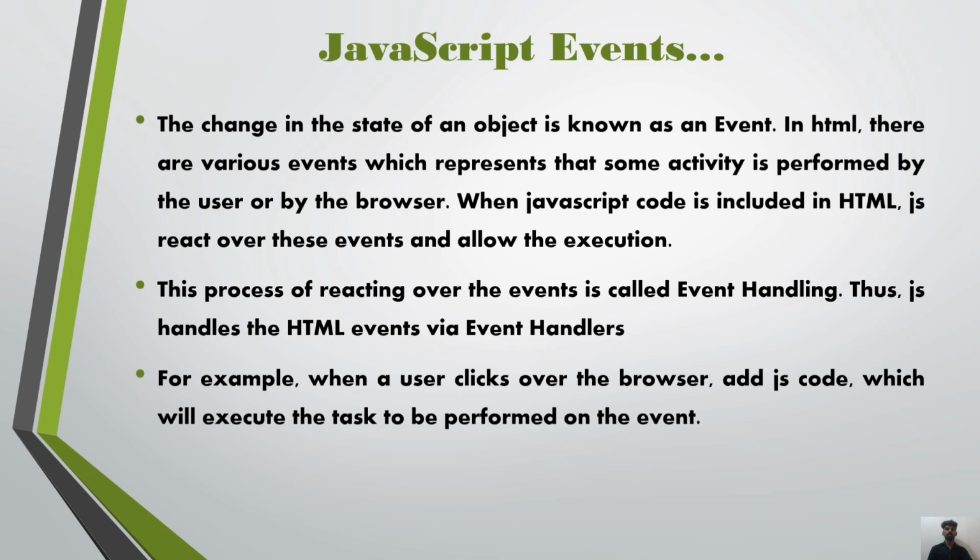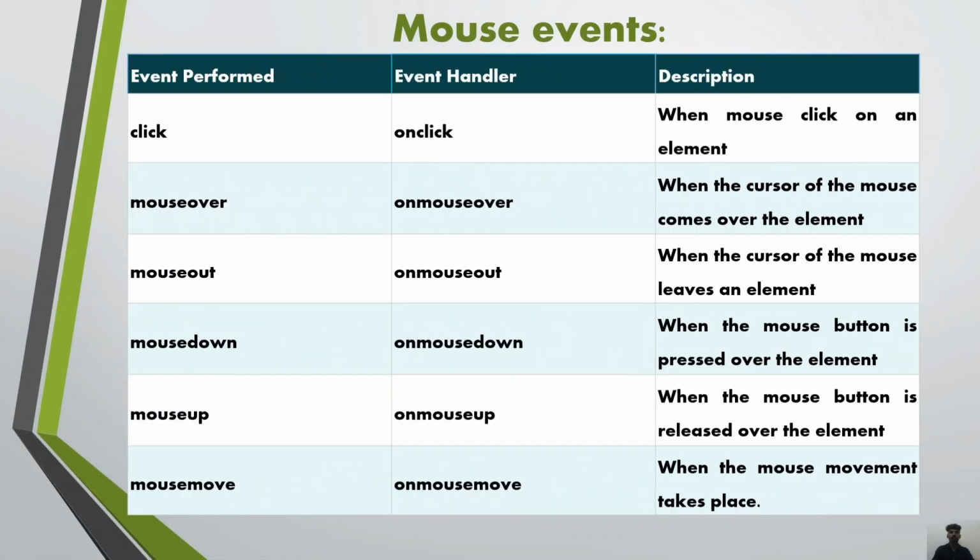Some examples for events. Next event, mouse events. First one, onclick. When the mouse clicks on an element, an action is triggered from the click. Second one, onmouseover. When the mouse cursor comes over the element pointer, the action is called mouse over.